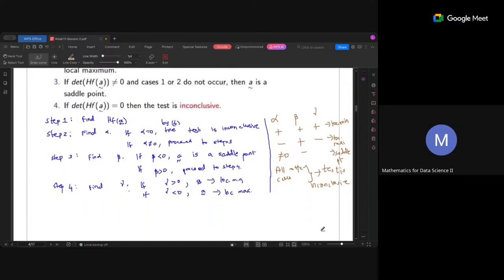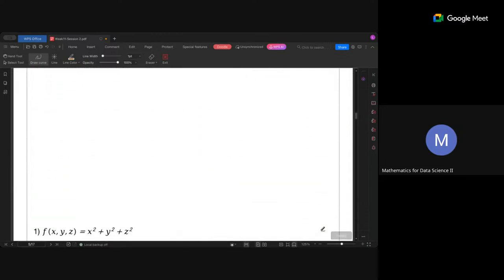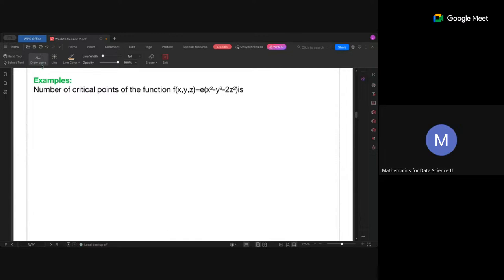So with this, let us now solve some problems. First, let us just find the critical points, then we will classify them later. So how do you find the critical points for this function? We have to find the gradient. So what are fx, fy, and fz? What is fx here? E to the power x square minus y square minus 2z square into 2x.